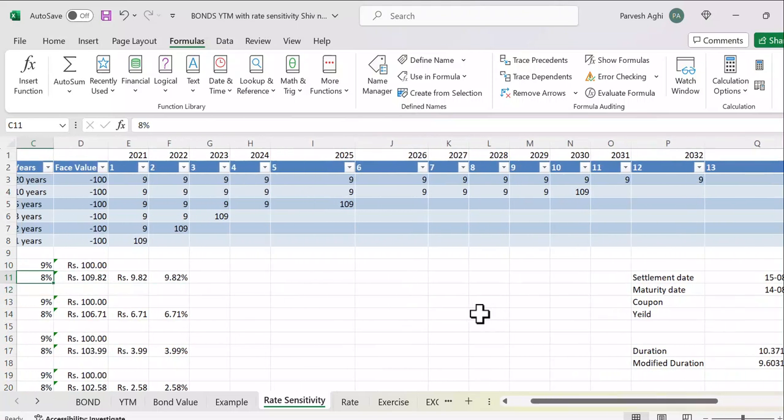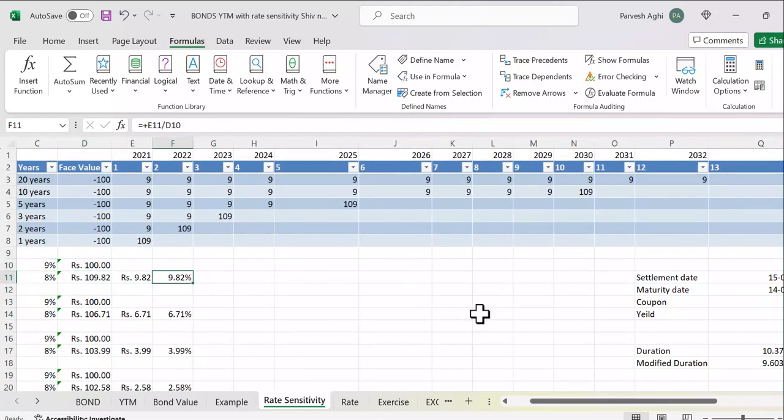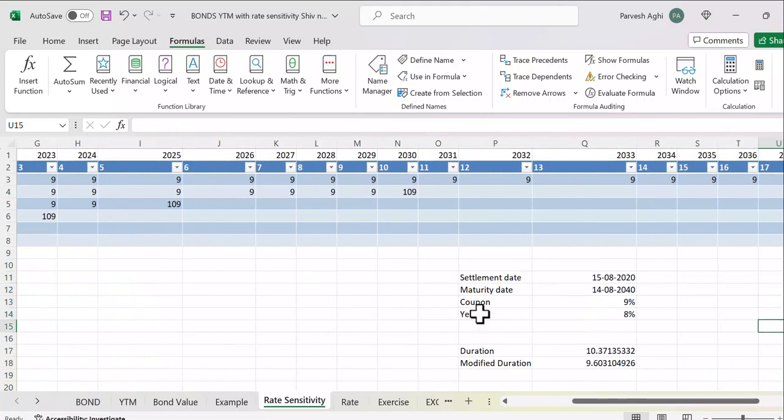ये 1% change हुआ price. So what was the change in the bond price? 9.82%. And look here, it is telling you 9.6, very close to the data. I told you that there is no linear relation, it is a curve relation. That's why you do not get the exact answer.